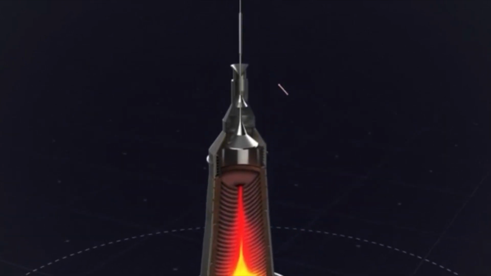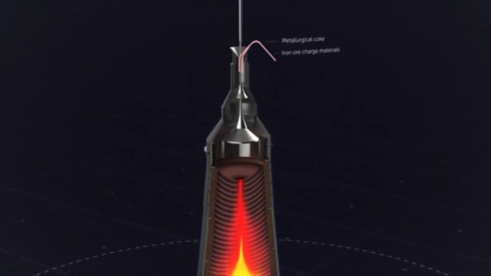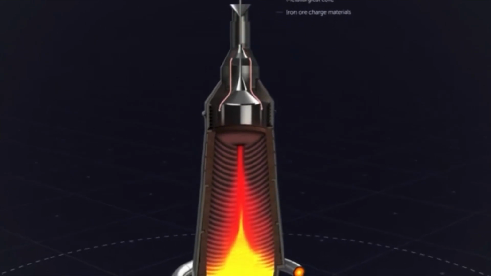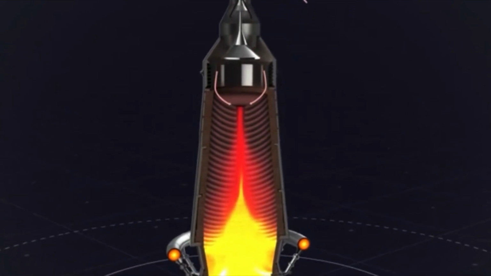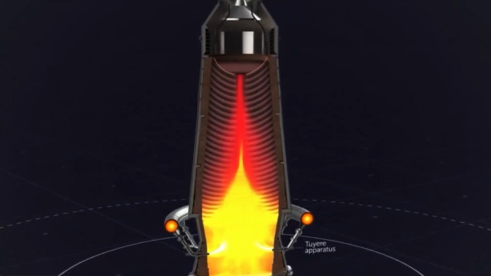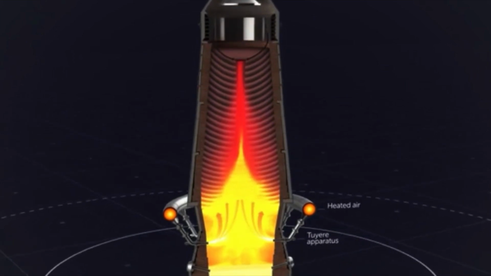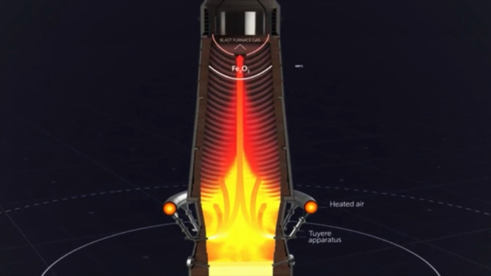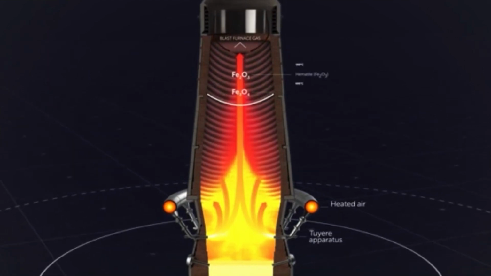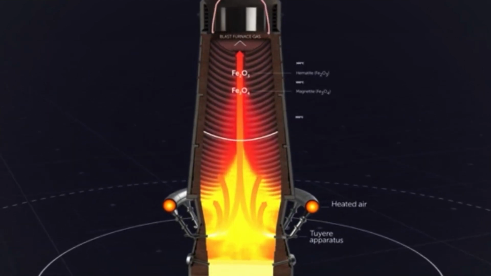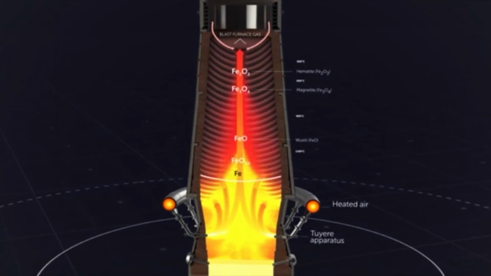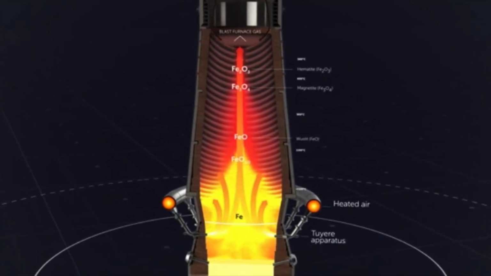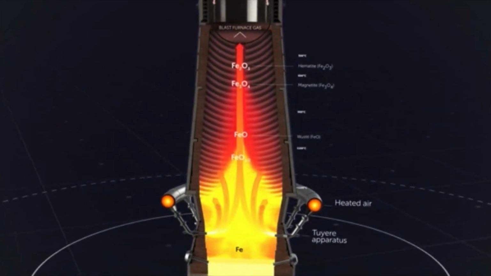The blast furnace is filled with alternating layers of metallurgical coke and iron ore charged materials. Heated, oxygen-enriched air is introduced into the lower part through tuyere apparatus. The heated products of the combustion, along the passage to the upper part of the furnace, warm the iron ore charged materials to smelting temperatures and remove oxygen from iron oxides in reduction.